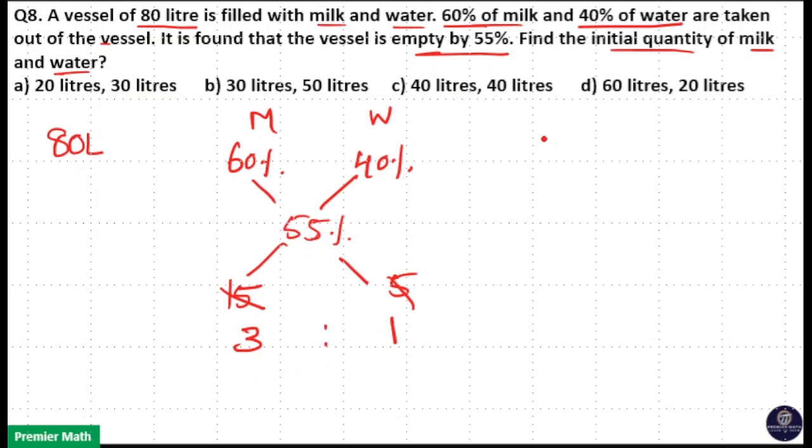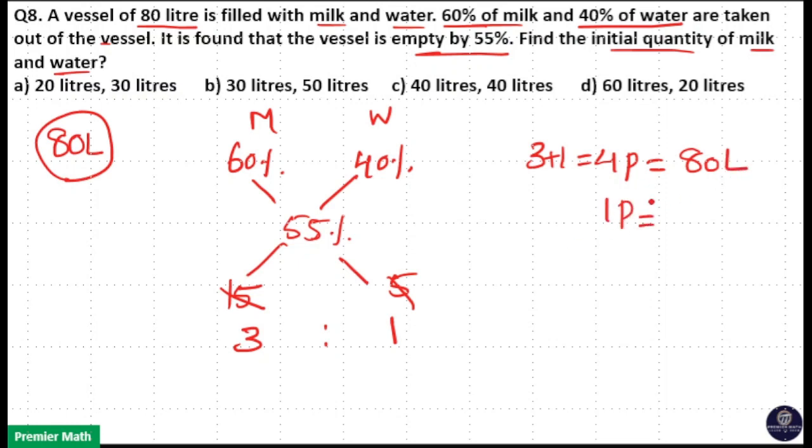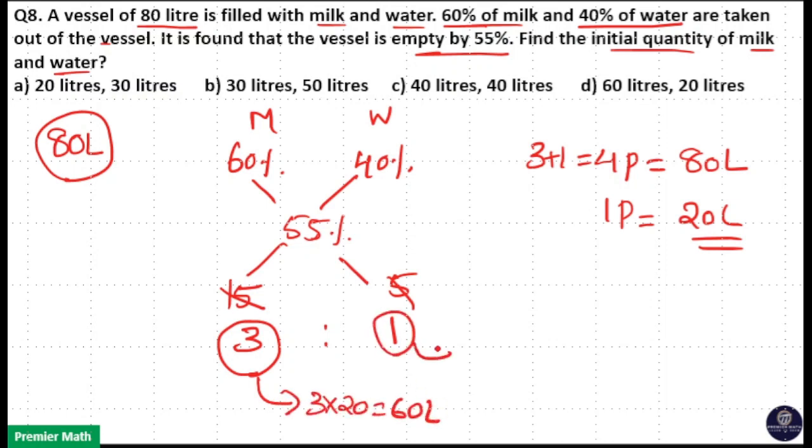So here 3 plus 1 is equal to 4 parts. 4 parts is equal to the initial quantity, which is 80 liters. So 1 part means 80 by 4 is equal to 20 liters. That means 3 parts is equal to 3 into 20, 60 liters, and 1 part is equal to 1 into 20, 20 liters. So 60 and 20, option D is your answer. 60 liters of milk and 20 liters of water were present in the initial quantity.